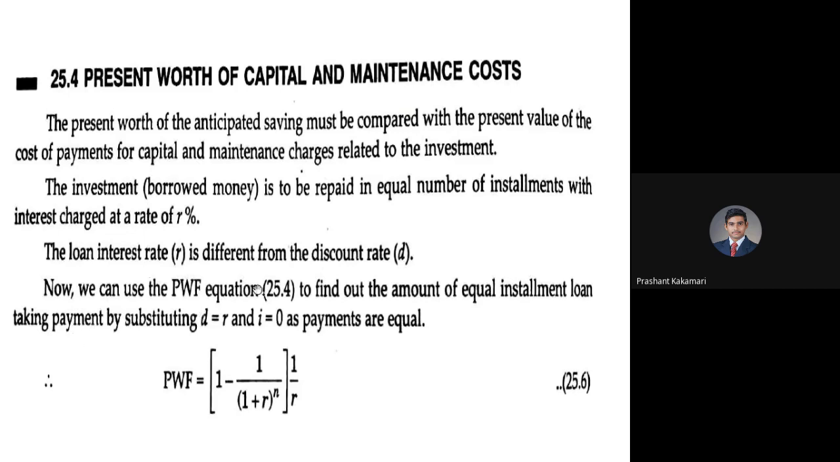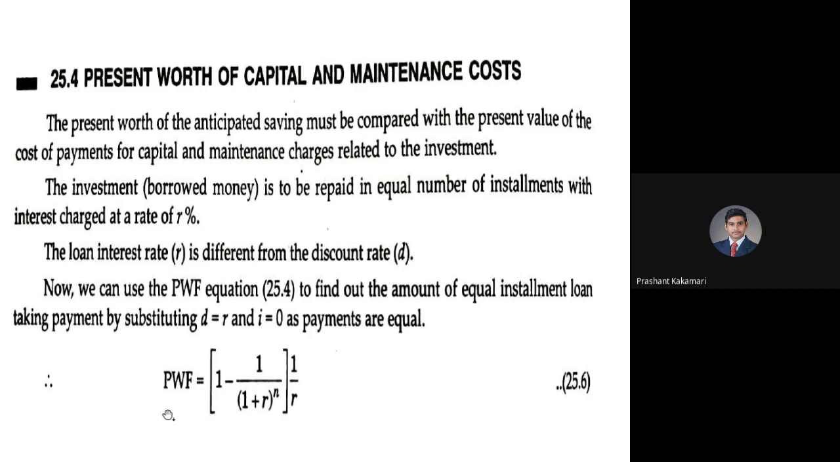Now we can use the present worth factor equation to find the amount of equal installments of a loan. Say for example, you are paying a loan or you are giving a loan, then how do you find the equal installments of payments, given the loan interest rate and the inflation rate. The inflation rate for the loan will be zero, because in between you cannot change or increase the rate of interest.